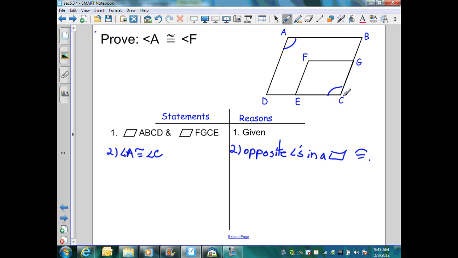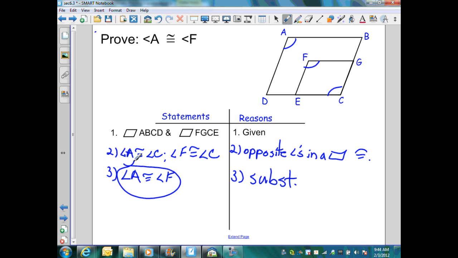I also know that this figure is a parallelogram. Therefore, I know angle F is congruent to angle C. I can put that on the same line. Because it's the same reasoning. Opposite angles in a parallelogram are congruent. Therefore, from that statement, I know that angle A and angle F are congruent to the same angle. Therefore, angle A is congruent to angle F. That is by substitution. And that is what I wanted to prove.